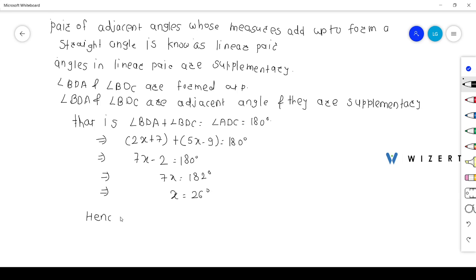Hence, the measure of x is 26 degrees. From the available options, we have option A as 26 degrees.